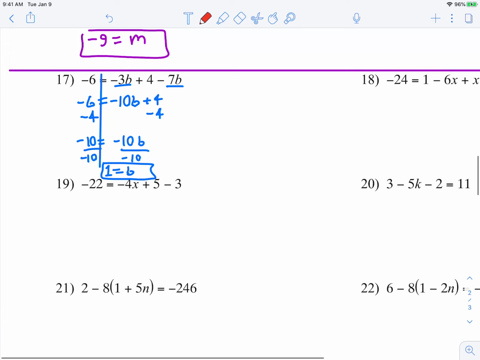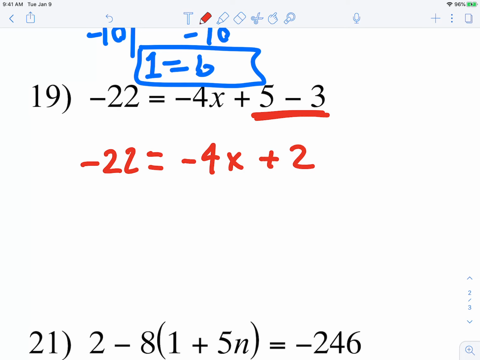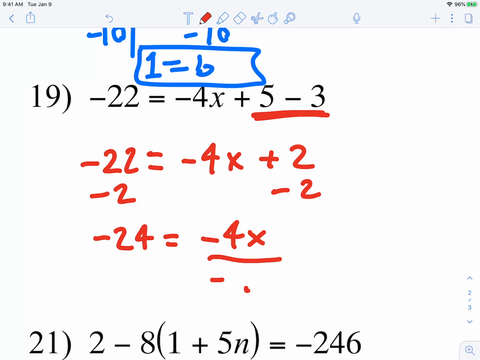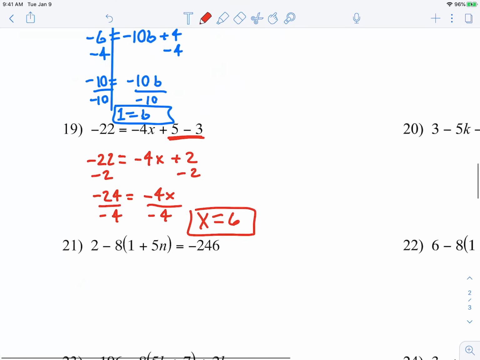Okay, let's try one where there's multiple of the same numbers. So this time you got 5 and then the negative 3. You can't just say, oh, minus 5 from both sides because you want to combine these two guys here first. So let's do that. That's negative 4x. That'll be positive 2. Okay, and then from there, let's go minus 2 from both sides. That's negative 24. And then divide by negative 4. And then that'll get us x equals 6. And that'll be it there.